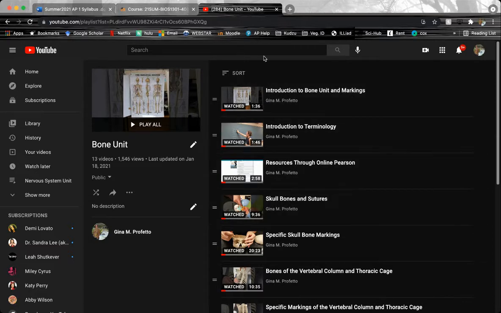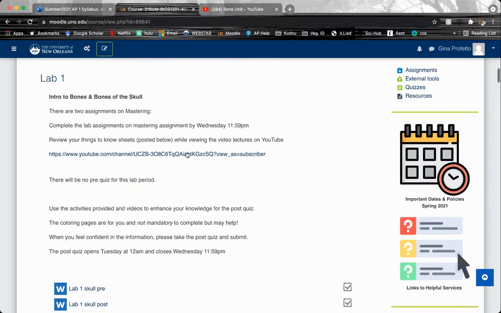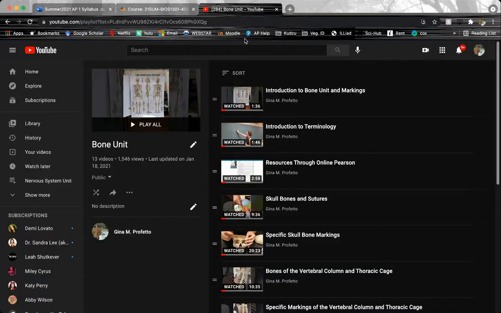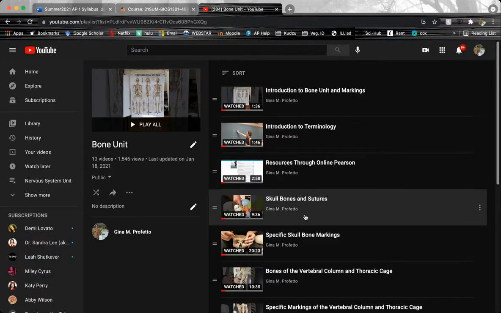When we do lab one, which again starts tomorrow, Tuesday, June 8th, I suggest that you click on these Word documents that we have listed. They're called lab one skull pre and lab one skull post. These are your things to know sheets. We also abbreviate that TTK, things to know. So you have a pre-lab things to know sheet and a post-lab things to know sheet. You should definitely read through the pre first and then the post, and then you can watch these videos.